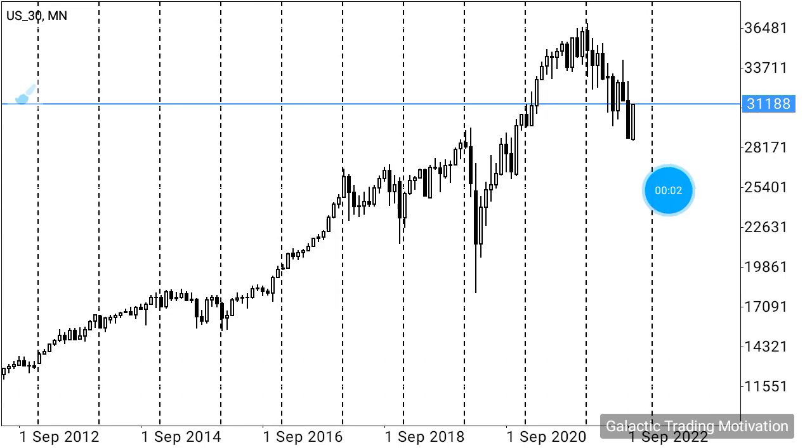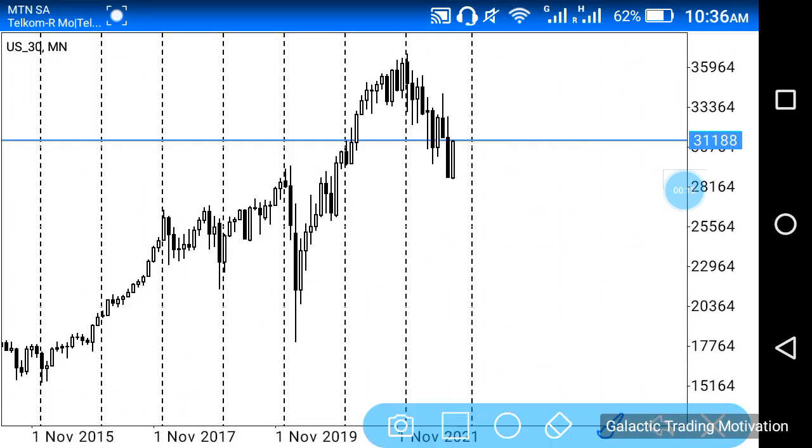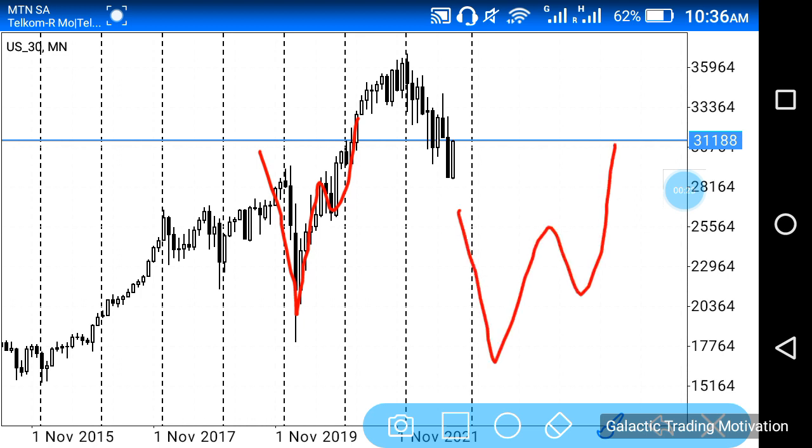Greetings all. We're now looking at Dow Jones, aka US30, and we are on the monthly chart, as you guys can see. And in regards to the monthly chart of US30, we had last spoken about how we have this overextended W structure over here. It is an overextended W structure because the first leg is lower than the second leg, as you guys can see.